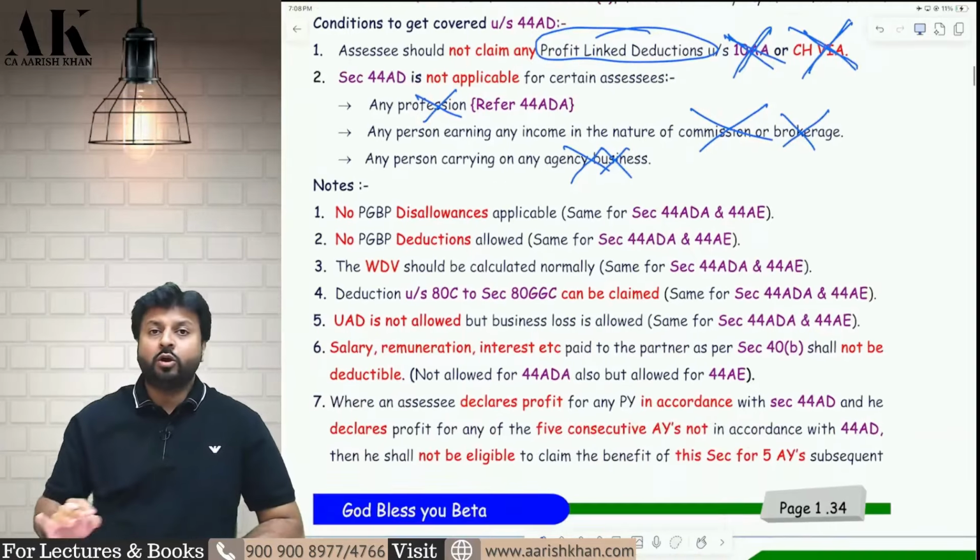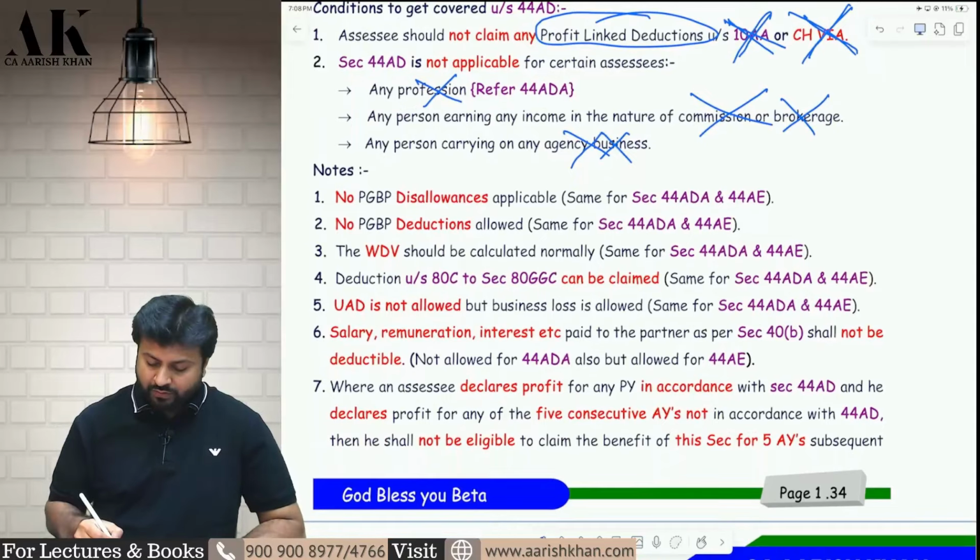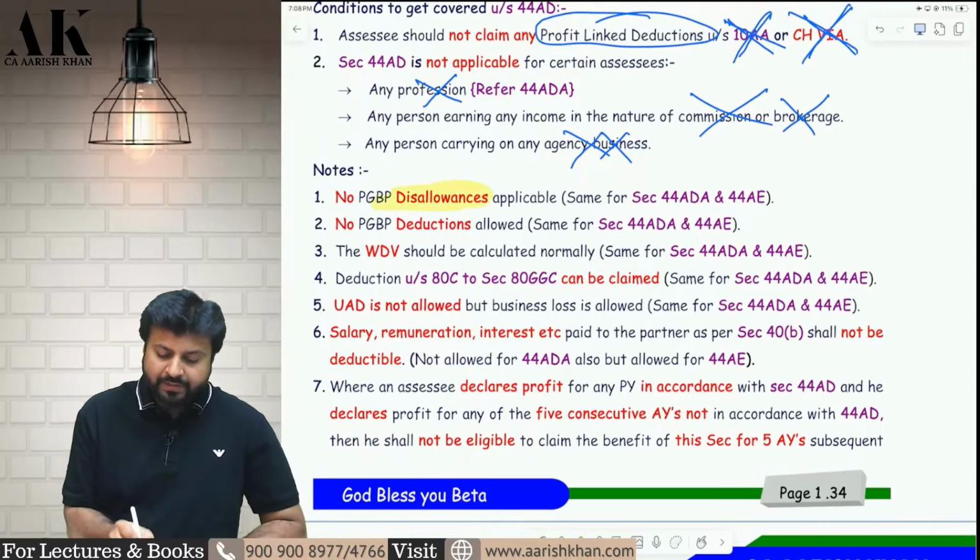Now, 44AD overrides section 28 to 44. Because it overrides section 28 to 44, no PGBP disallowance will be applicable. No PGBP deductions will be applicable.